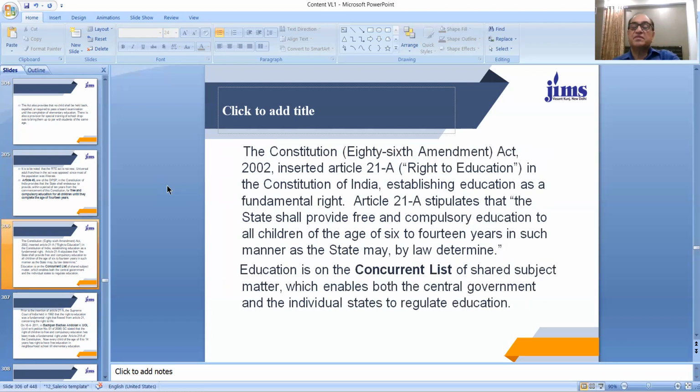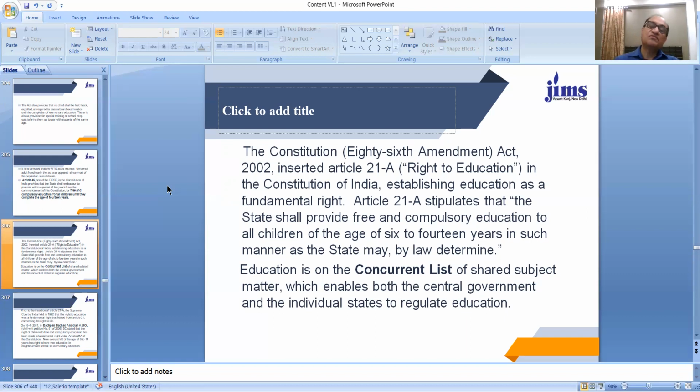Then, dear students, the important constitutional amendment is the 86th Constitutional Amendment Act 2002, which inserted Article 21A, that is right to education, in the Constitution, establishing education as a fundamental right. Article 21A stipulates that the state shall provide free and compulsory education to all children of the age group between 6 to 14 years in such a manner as the state may by law determine. The state has to pass a legislation, and now the state has passed a legislation, the RTE Act 2009.